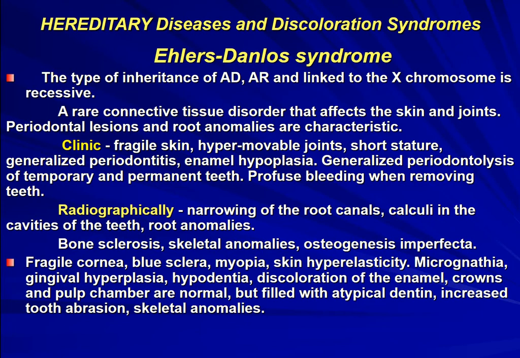Clinic. Fragile skin, hypermobile joints, short stature, generalized periodontitis, enamel hypoplasia. Generalized periodontitis of temporary and permanent teeth. Profuse bleeding when removing teeth.